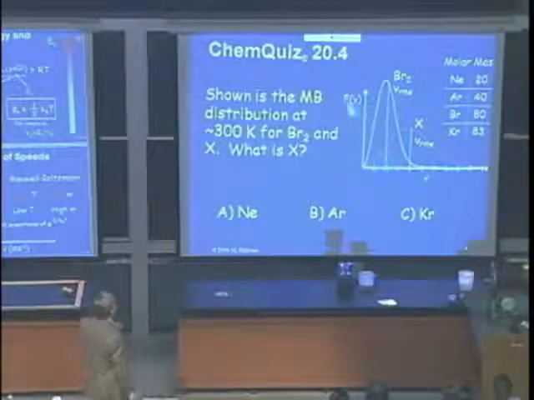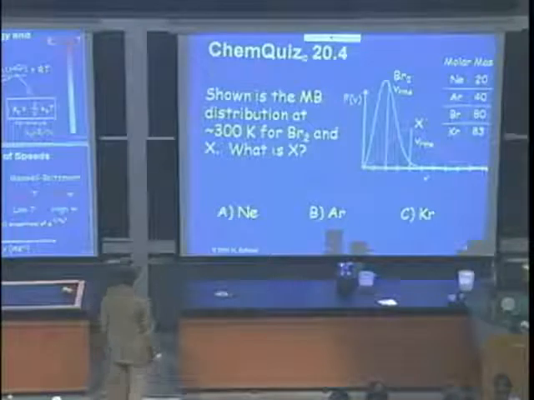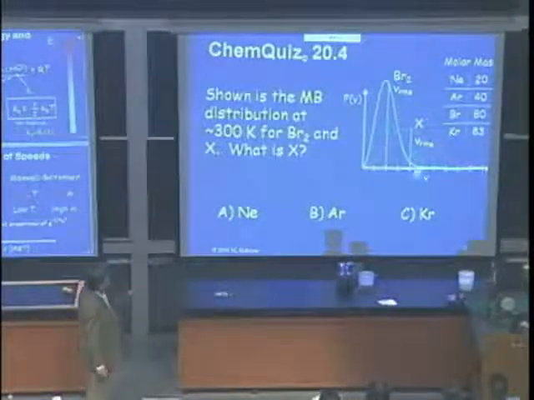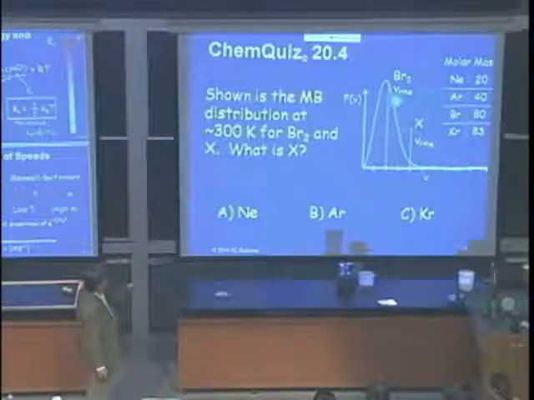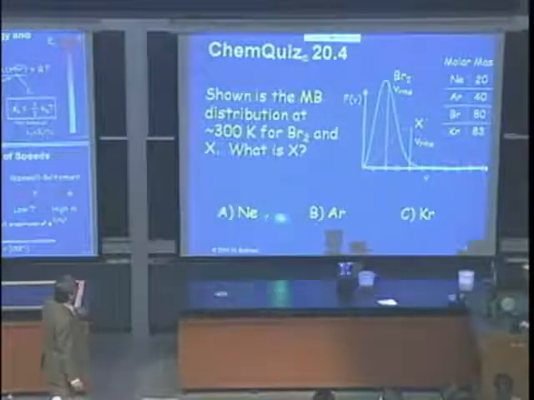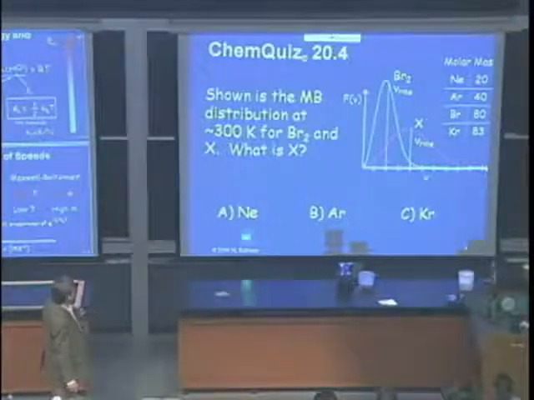And then I asked you, this is at 300 degrees Kelvin, and so now I showed you this distribution, and I said, this is X. X can be either neon, argon, or krypton. And I wanted to know from you, what is X? Is X argon, neon, or krypton?